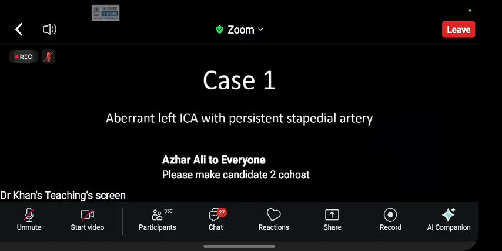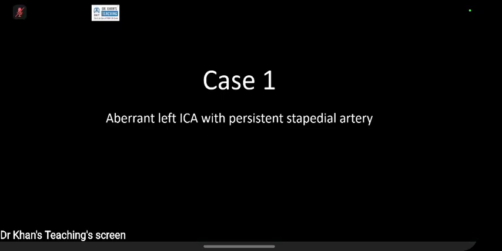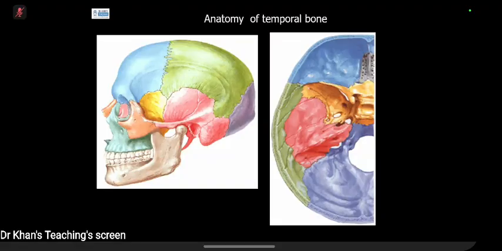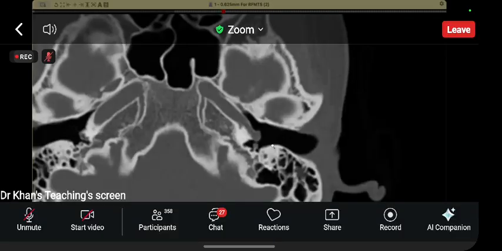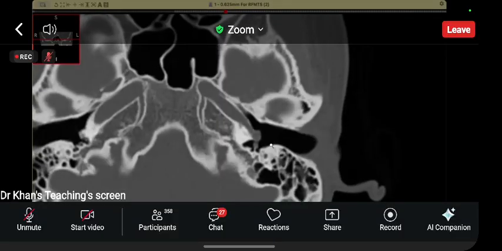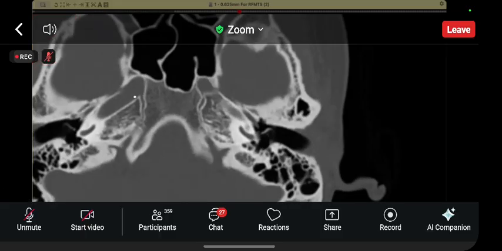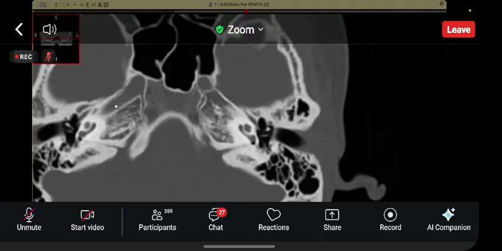So this is aberrant left internal carotid artery with persistent stapedial artery. First of all, let me go through the case and then we will revise the anatomy. And I have selected this case just as an initial case to develop your concepts of anatomy. Basically, we will come back to the details, but the relevant portion is look at the carotid canal here.